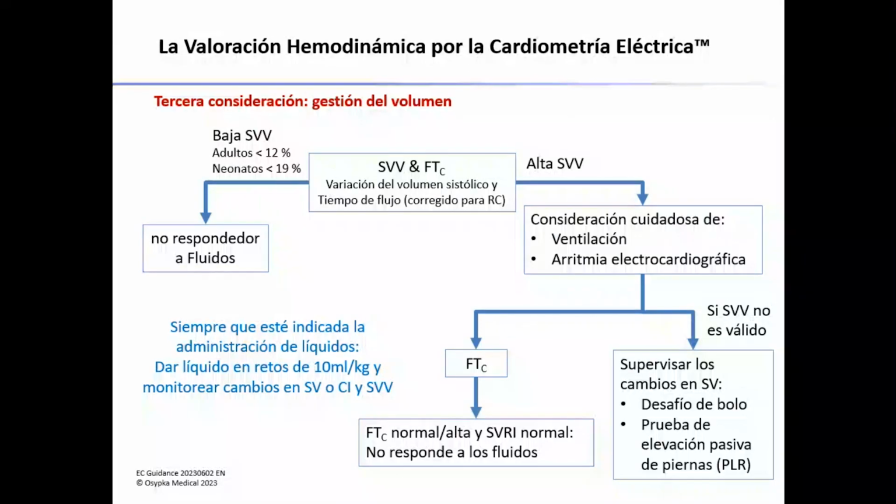The next step is volume management. Okay, we look at our dynamic parameters, see what we can learn from stroke volume variation and corrected flow time. If stroke volume variation is low, less than 12% adults, less than 9% neonates, the patient doesn't need fluid. If stroke volume variation is high, we look, is the patient ventilated or not? Does the patient have arrhythmia? And if the patient is not ventilated, we cannot make an assumption based on these parameters. We have to do a passive leg raise test or give a bolus.